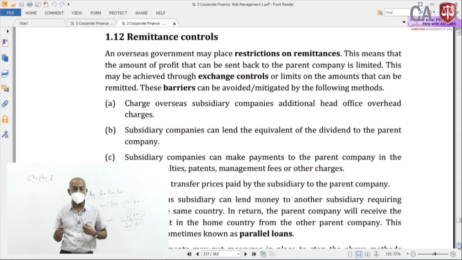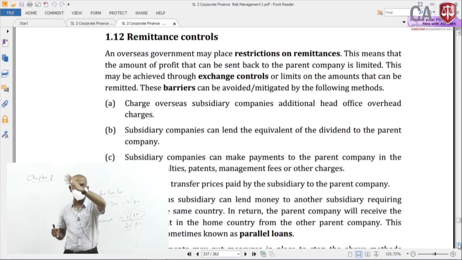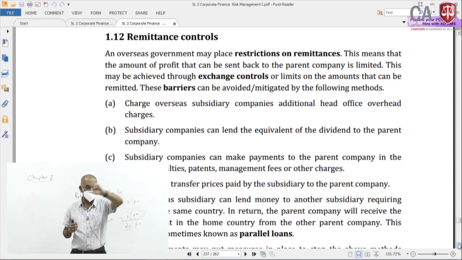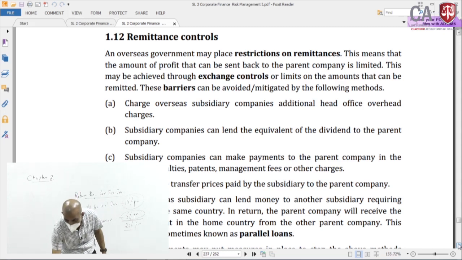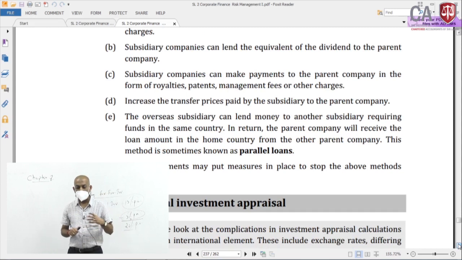The overseas subsidiary company can lend money to another subsidiary company in the same country. So if you have two companies in the foreign country, one company can fund the other company. Rather than sending money to Sri Lanka, you tell them to give it to the other sister company there, so that they can do that business. So there are various ways, apart from paying dividend to Sri Lanka, in which you can transfer money from that country to Sri Lanka, so that the Sri Lankan company will get their return in different forms.